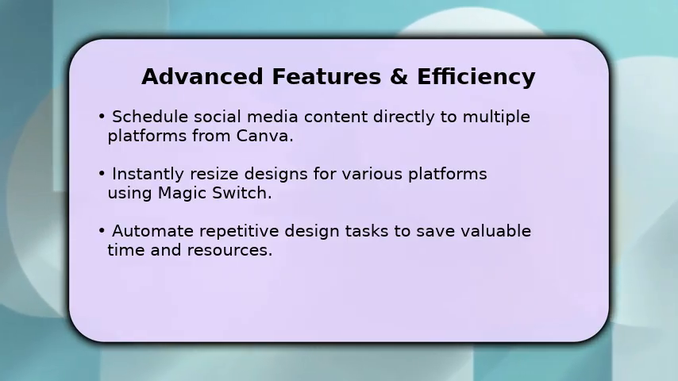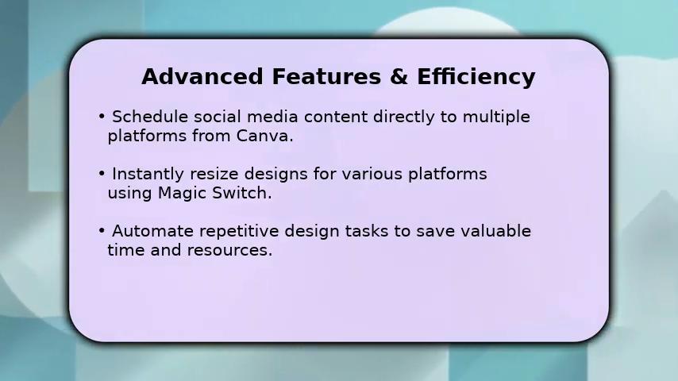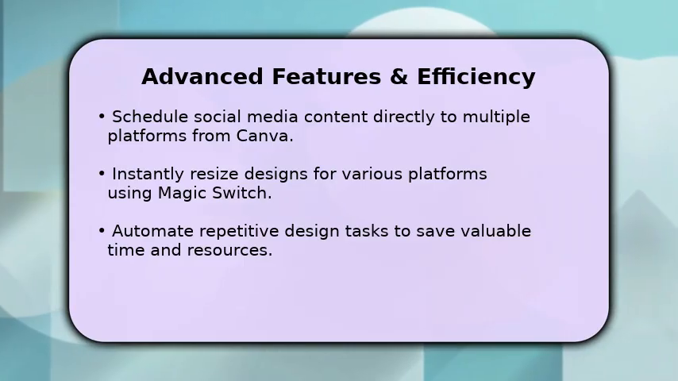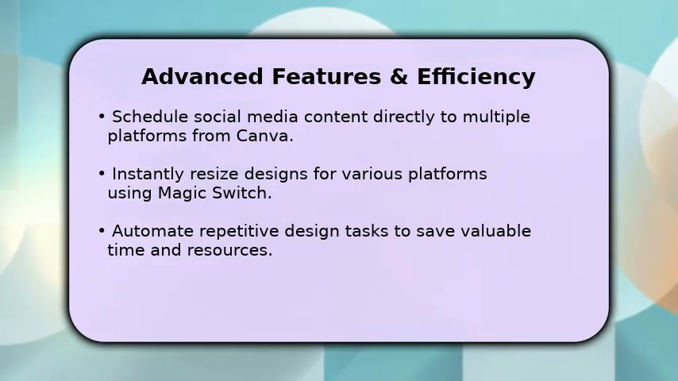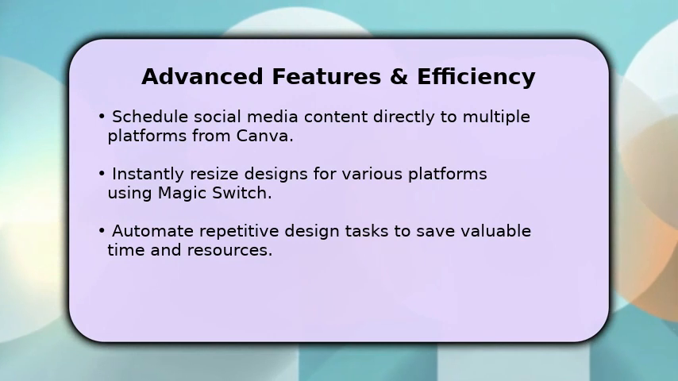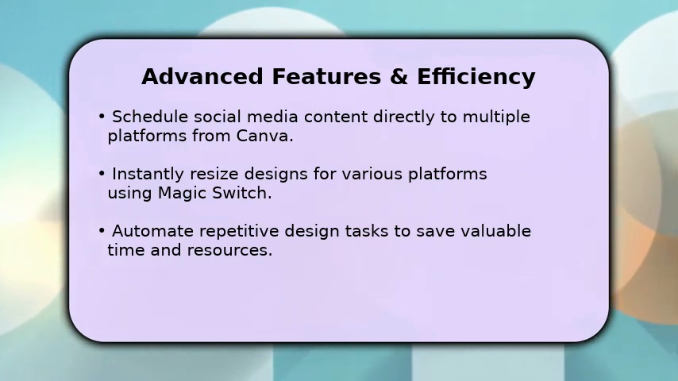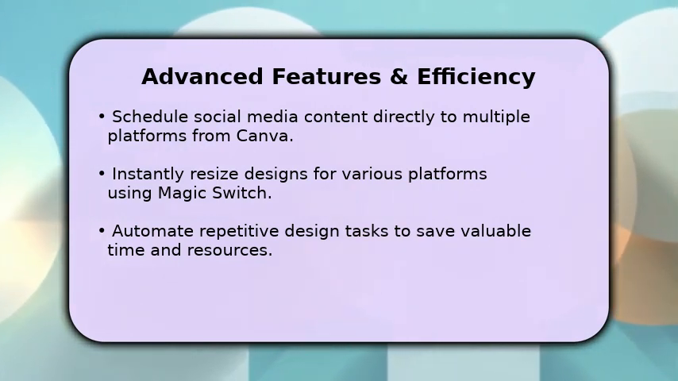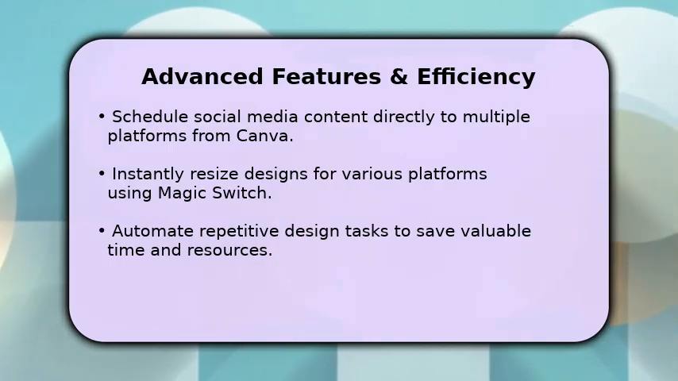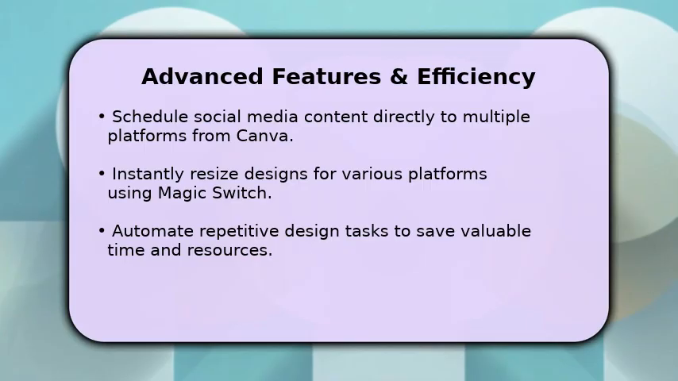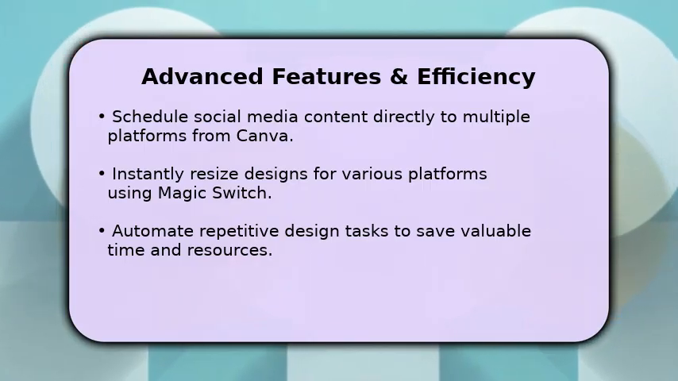Finally, let's explore some advanced features that boost efficiency. Canva allows you to schedule your social media content directly to multiple platforms, saving you precious time. The Magic Switch feature is incredibly useful, letting you instantly resize any design for different platforms, like an Instagram story to a LinkedIn banner, with just a few clicks. These powerful tools help automate repetitive tasks, significantly streamlining your design process and allowing your business to focus on growth.